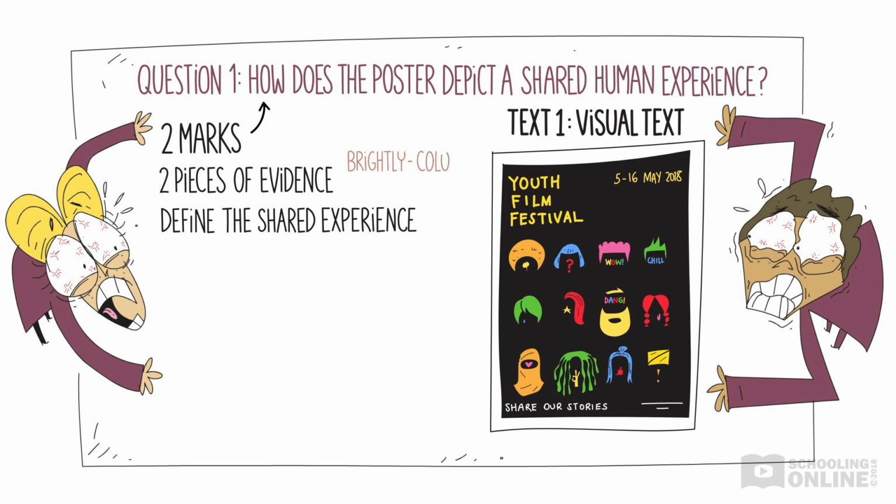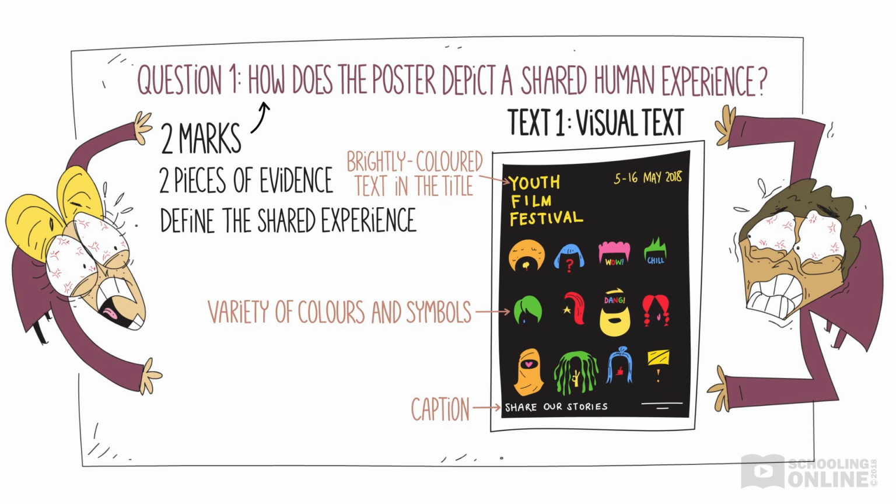The brightly coloured text in the title, Youth Film Festival, and the caption, Share Our Stories, tells us straight away what shared experiences the text is about. Going to a film festival where people encounter a variety of human experiences as represented in different movies. All the people on the poster are depicted using a variety of colours and symbols to evoke unique individual identities. We see men and women from all kinds of different backgrounds. So the experience of going to a film festival can be shared by all kinds of people.